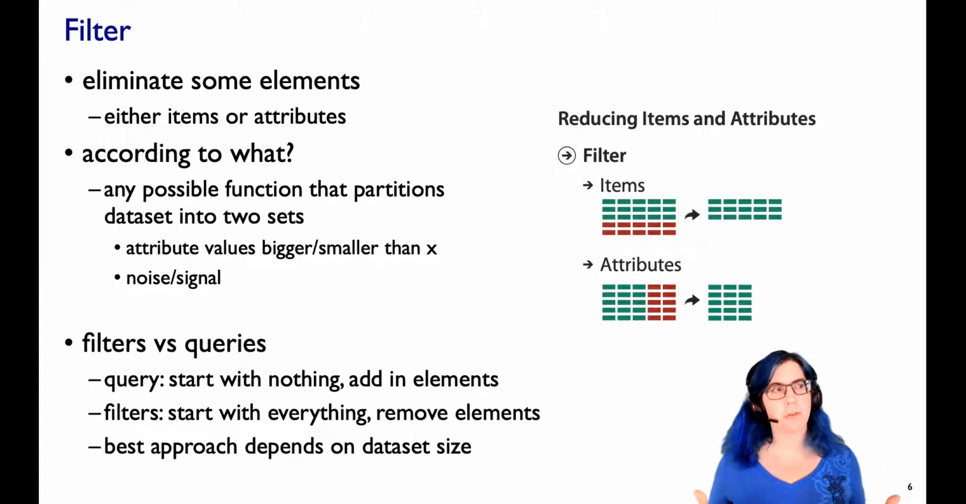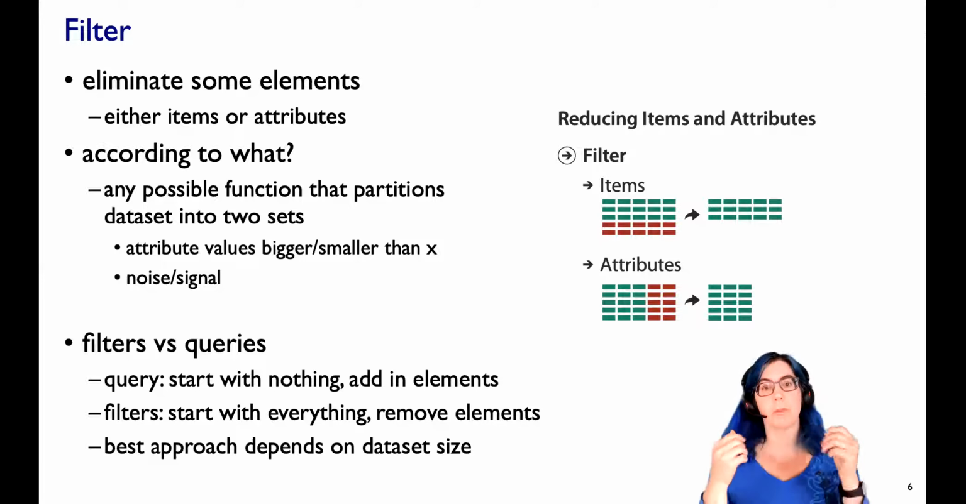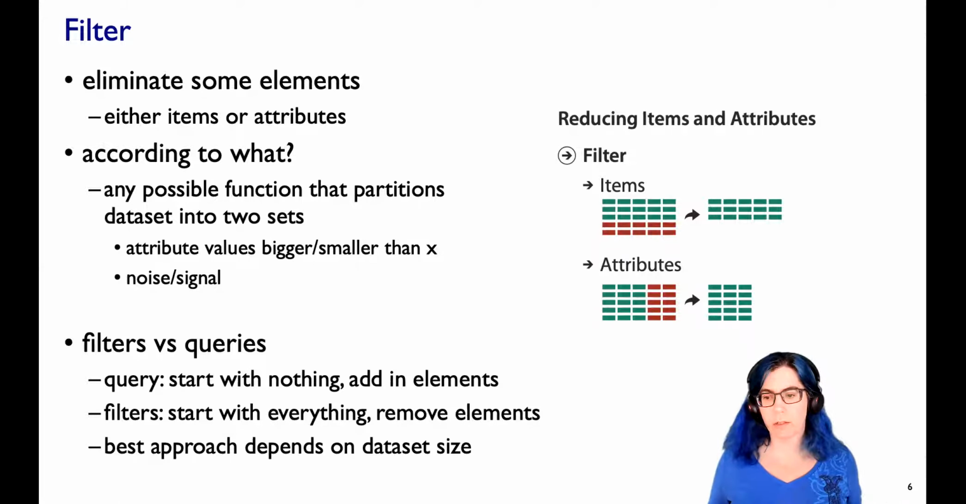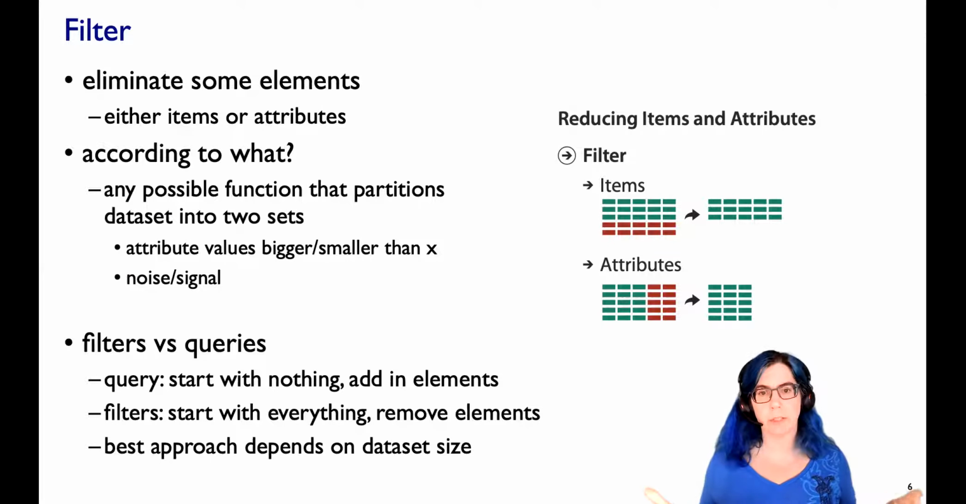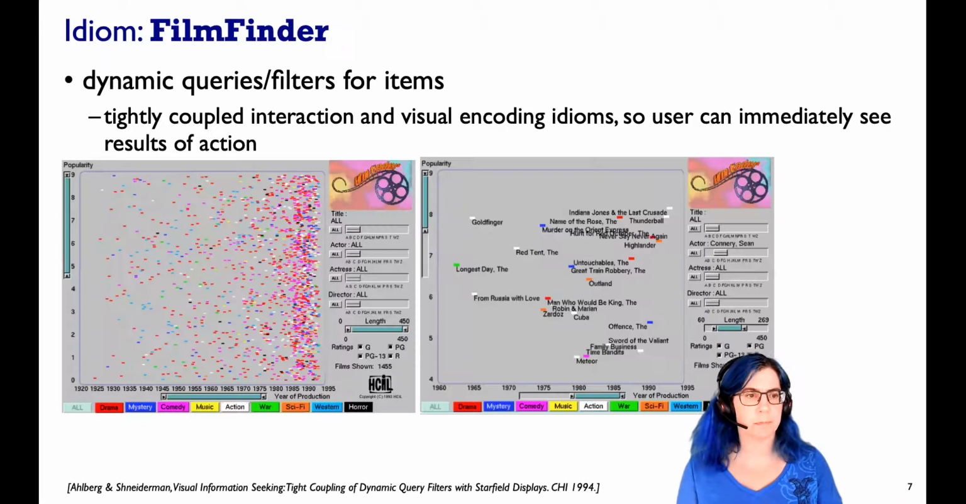A note about filters versus queries: these are sort of inverse ways of thinking about essentially the same operation, so we'll consider them together here. With a query, you start with nothing and you add things. With a filter, you start with everything and you remove things. And whether you want to think of things in either of those two modes depends often on the data set size. If you have something enormous, maybe you have no hope to see it all and you have to start with a query. If you're able to have some sort of overview or summary of the entire thing, you can use that to guide your choice of how to filter down into something useful.